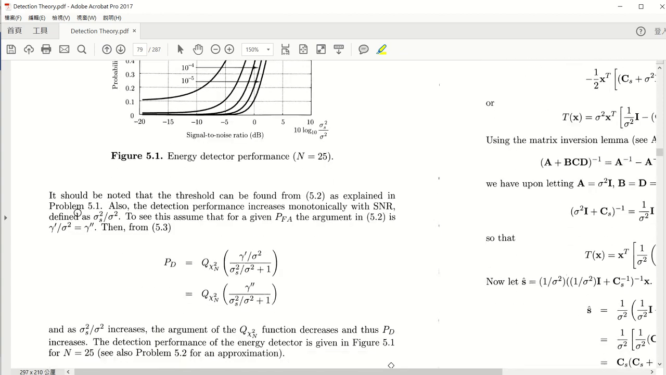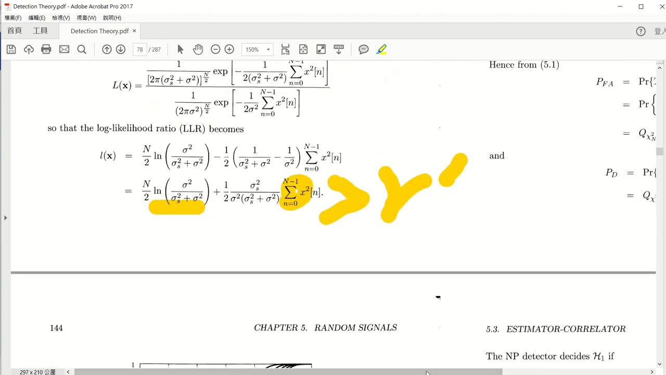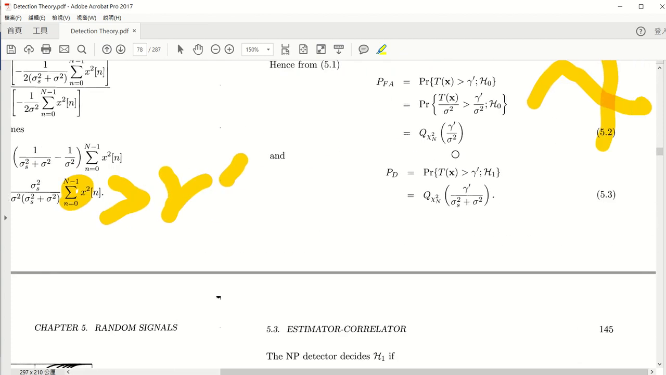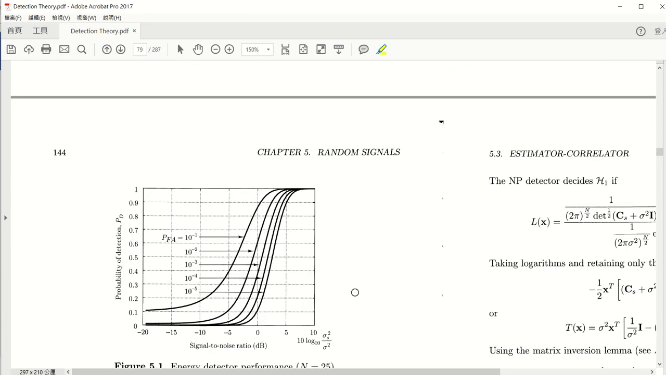Okay, it should be noted that the threshold can be found from 5.2. The reason is that when you, for example, want this to be 10 to the minus 2, and you're given the sigma square, you just do the inverse function of Q chi-square, and then you get gamma prime. It's an inverse function for Q.